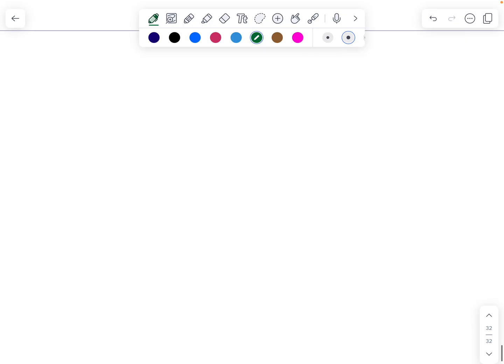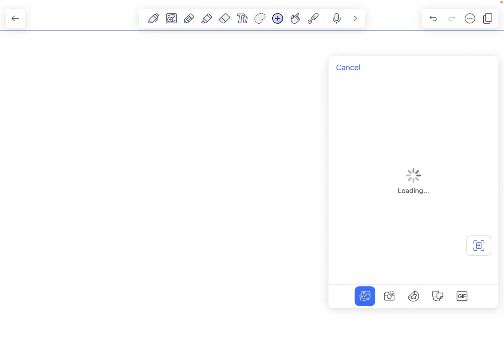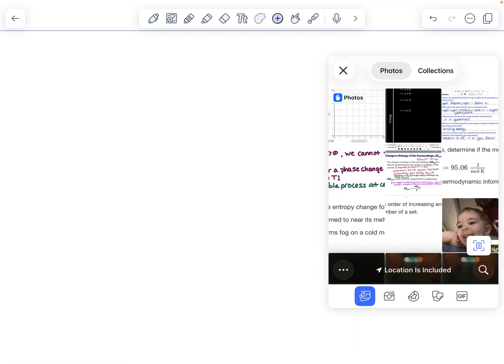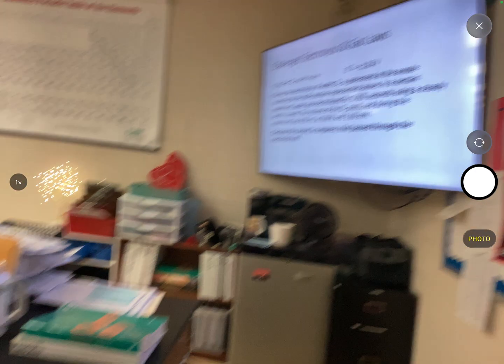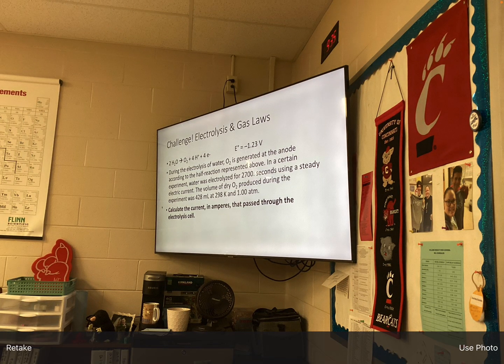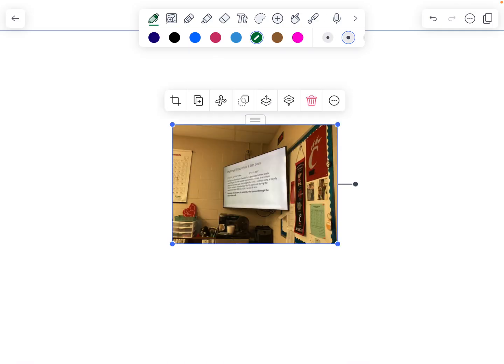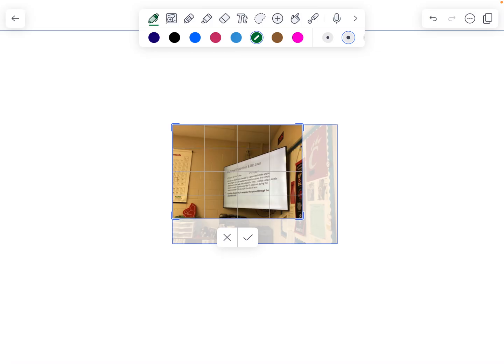All right, I added an extra problem. Oh, but I don't have it on here either. A challenge for electrolysis and gas laws, but I forgot to put it in here. So I wonder if I can take a picture while I'm recording. We'll find out together. Okay, there we go. Use photo. I will edit all of this out.